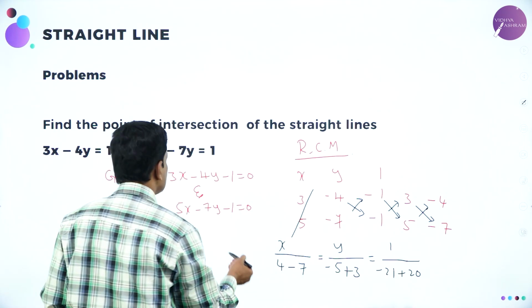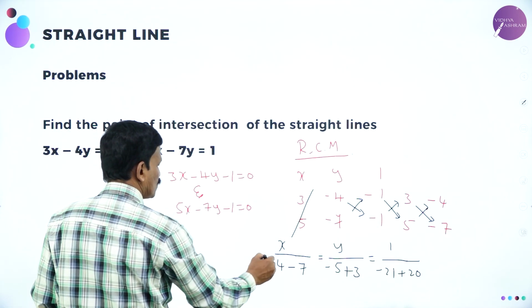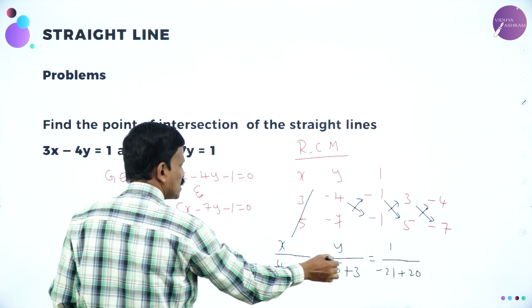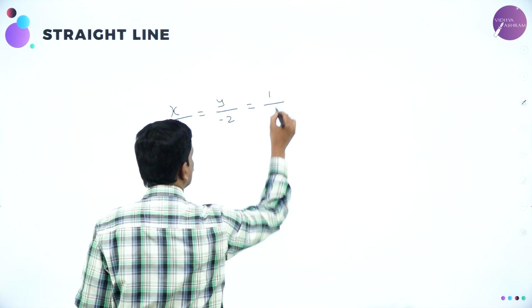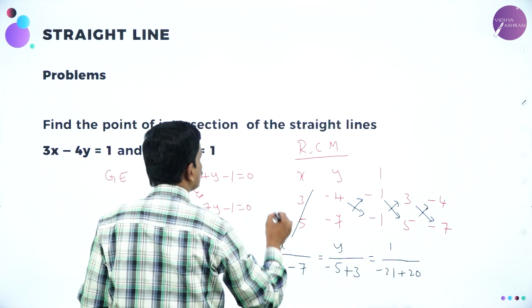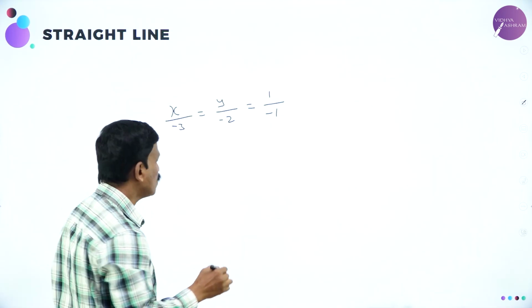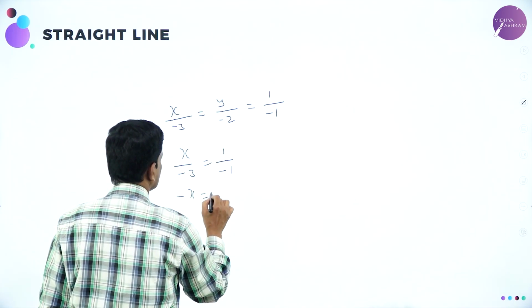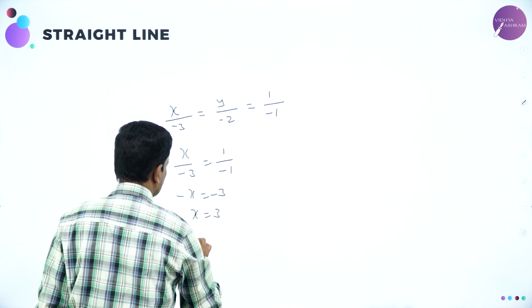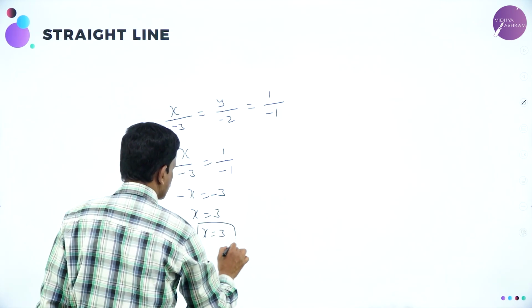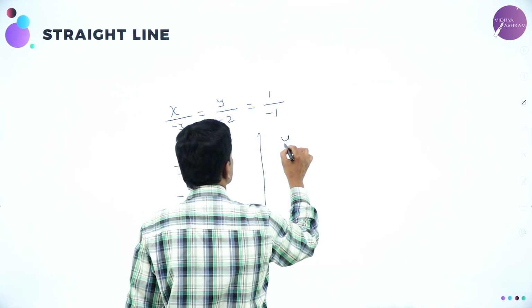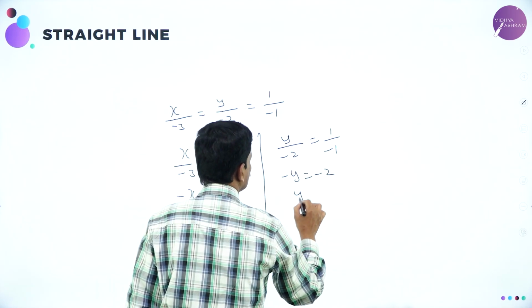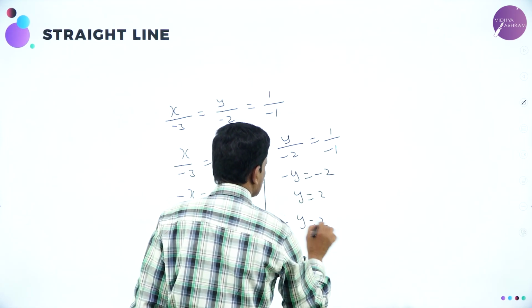Now this can be written as x divided by 4 minus 7 is minus 3, y divided by minus 3 plus 2 is minus 2, is equal to 1 divided by 20 minus 21 is minus 1. Now equate first and last, that is x by minus 3 is equal to 1 by minus 1, minus x is equal to minus 3, therefore x is equal to 3. Now equate second and last, y by minus 2 is equal to 1 by minus 1, minus y is equal to minus 2, y is equal to 2.